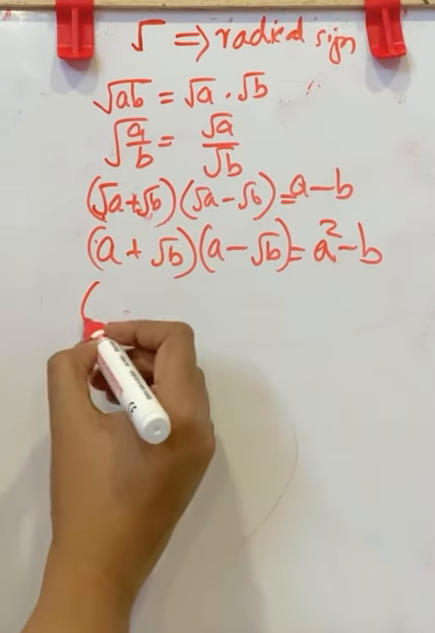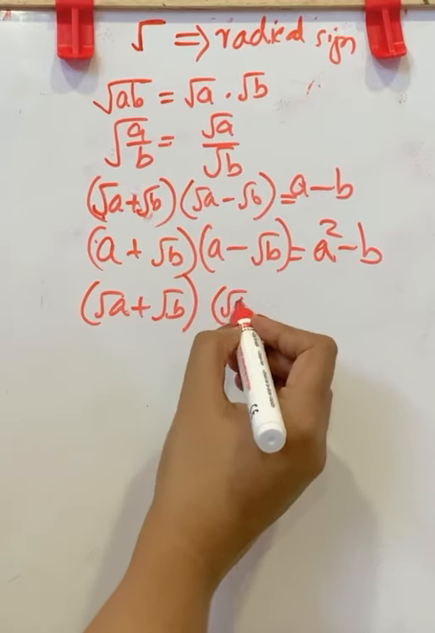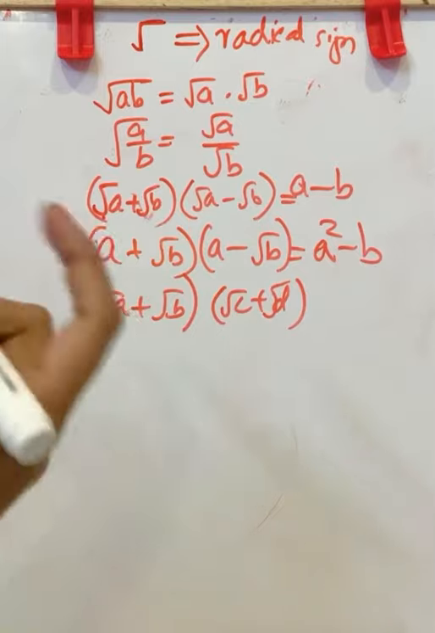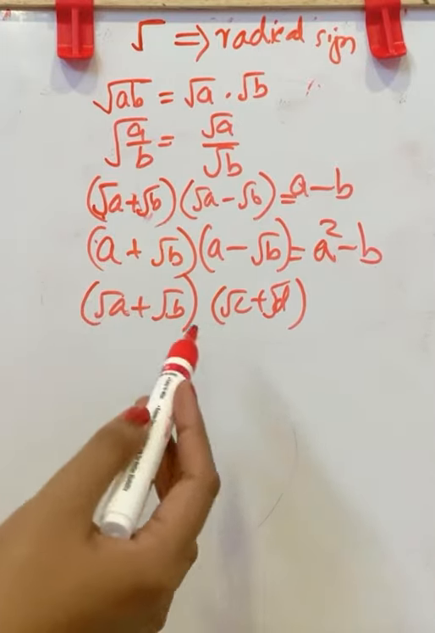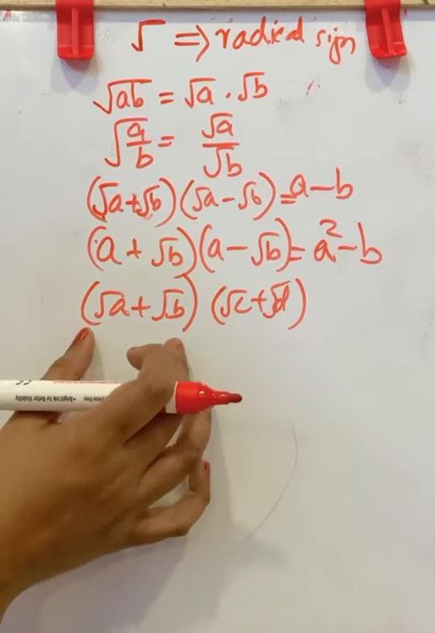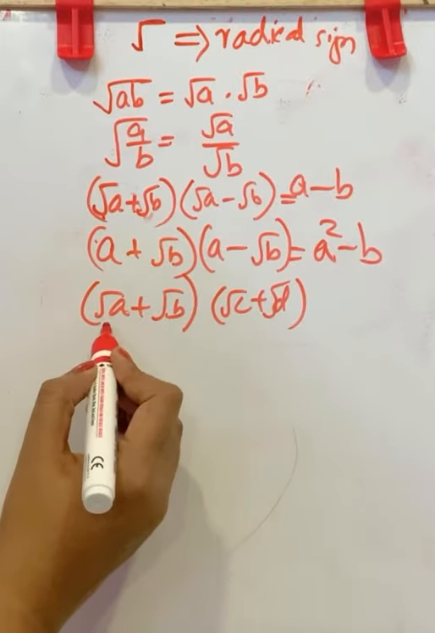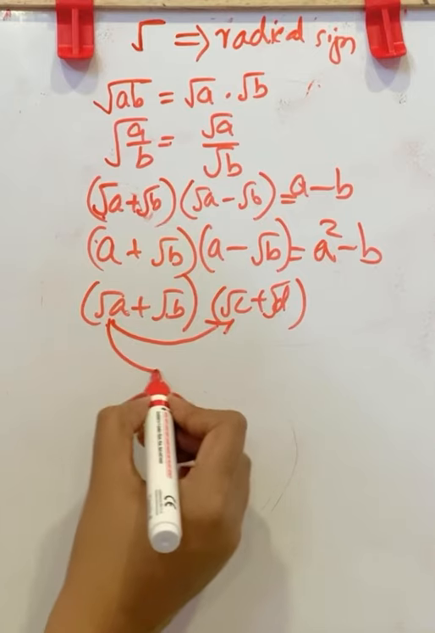Next is (√a + √b) into (√c + √d). Here we are using the distributive property. We are distributing it with 2 brackets. So how will we distribute? First, we can take this bracket and distribute this to the other one. So here the first term is √a. You have to distribute √a with √c and √d.